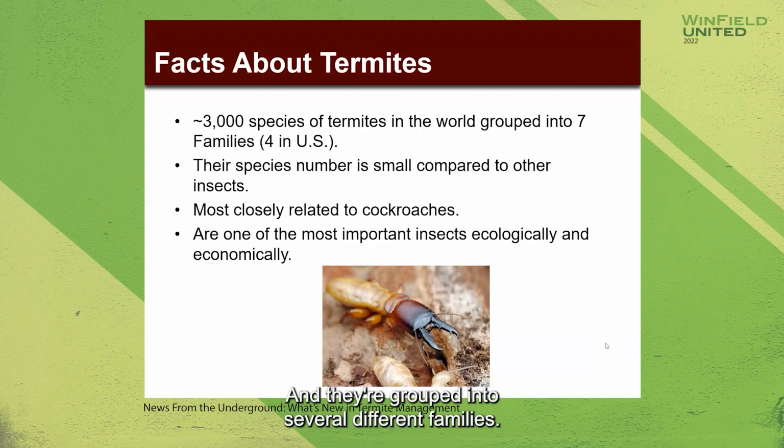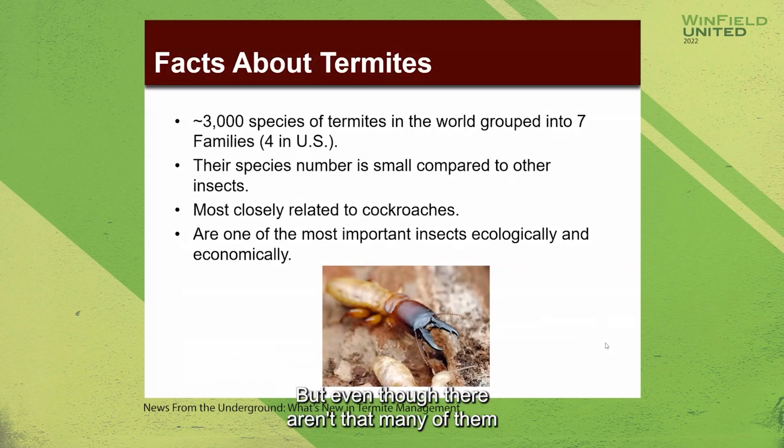And they're grouped into several different families, but there's only 4 of those that are important to those of us that engage in the termite management industry in the United States. So yeah, they're actually not a very speciose group when compared to the broader classification of insects. And in terms of their taxonomy and systematics, they're most closely related to cockroaches, believe it or not. In fact, they are now in the same order as cockroaches. They've been recently placed into that order. So you're going to have to relearn your cockroach and termite taxonomy.